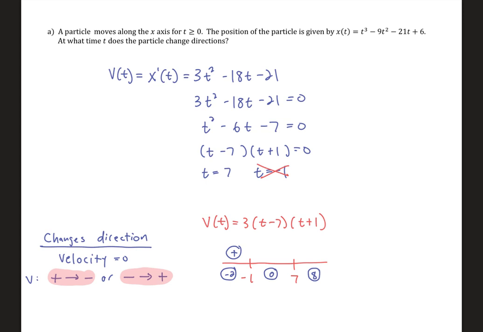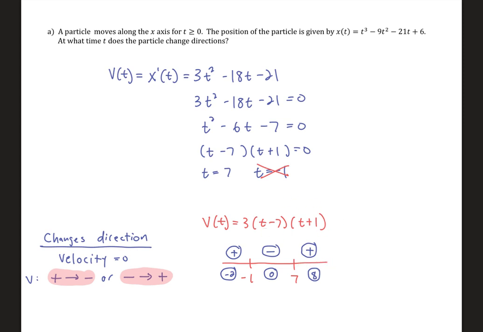Okay, plug in 0. If you plug in 0, this is negative, and this is positive. Negative times a positive is a negative. Okay, if you plug in our last test point 8, this is positive and positive. And so positive times a positive is a positive. So whenever t is less than -1, this function is always positive. Whenever t is between -1 and 7, this function is always negative. And whenever t is greater than 7, this function is positive.